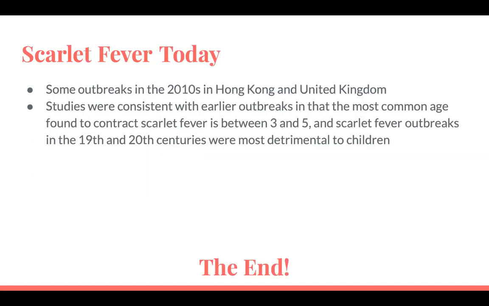So, although it is less common than during these 19th and 20th centuries and easily treatable, there still have been some outbreaks. Studies were done on the outbreaks of scarlet fever in the early 2010s in Hong Kong and the United Kingdom. Both of these studies found that the most common age that people contracted scarlet fever was between 3 and 5 years old, which is also consistent with reports from the 19th and 20th centuries that scarlet fever was often found in children. That gives you a little overview of scarlet fever and how it has changed over time, and I hope you learned something.